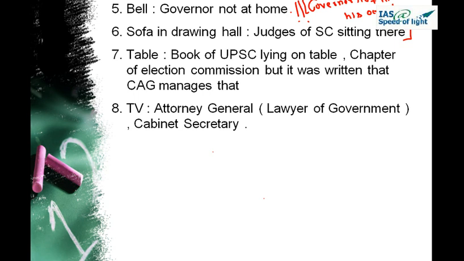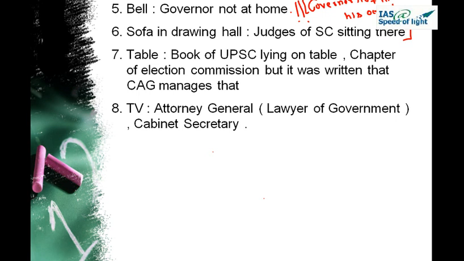So that is how three pieces of information we relate with the table here. First was the UPSC book. With the UPSC book, it is chairman of UPSC. Which chapter was opened? The chapter regarding the election procedures in the country was opened. So with elections we want to see the Chief Election Commissioner, but it was written that CAG manages it. CAG is Comptroller and Auditor General of India. So that is how three pieces of information we relate with the table.